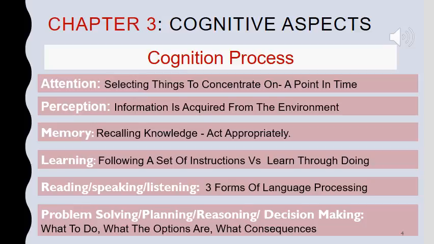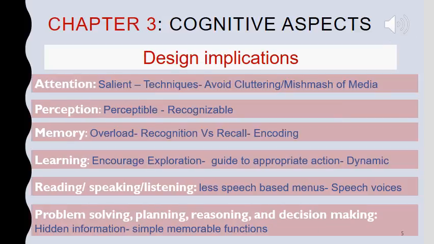As for problem solving, planning, reasoning, and decision making, these are processes involving reflective cognition. They include thinking about what to do, what the options are, and what the consequences might be of carrying out a given action. Each of these processes has its design implications.